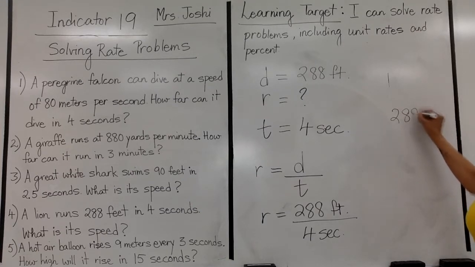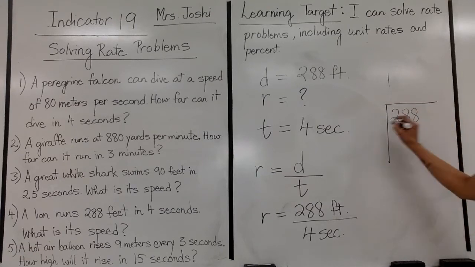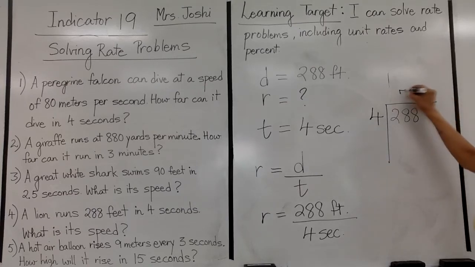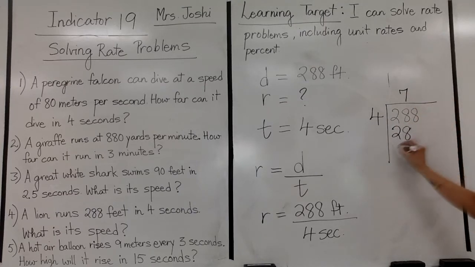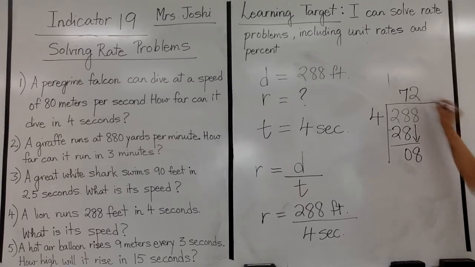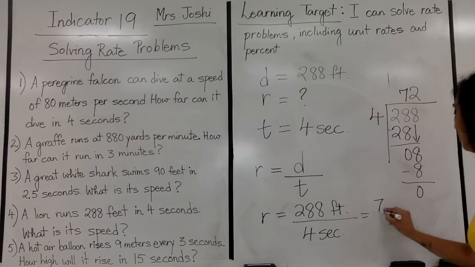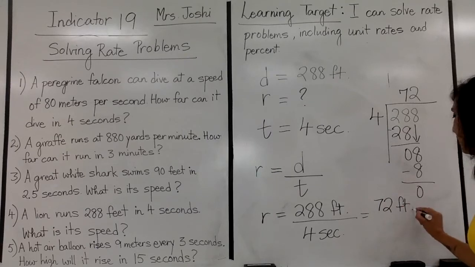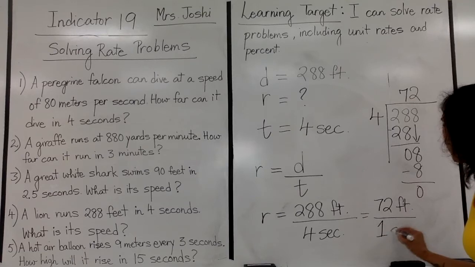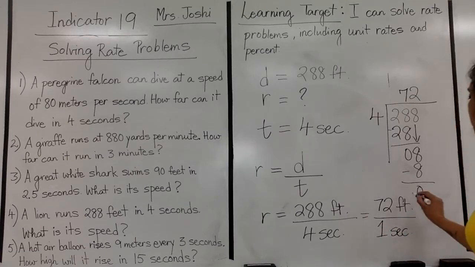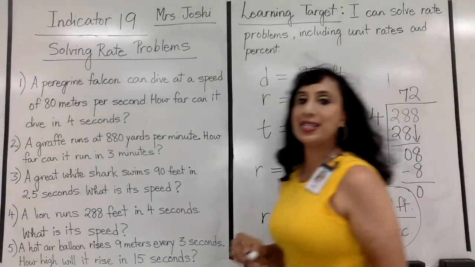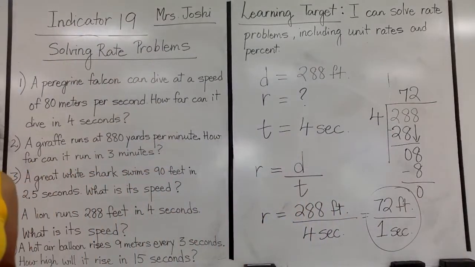And I do 288 divided by 4, and I get 4 times 7 is 28, and I get 0. I bring the 8 down. 2 times 4 is 8, and I get 0. So the lion is running at the speed of 72 feet in 1 second, or 72 feet per second is the speed of this lion.